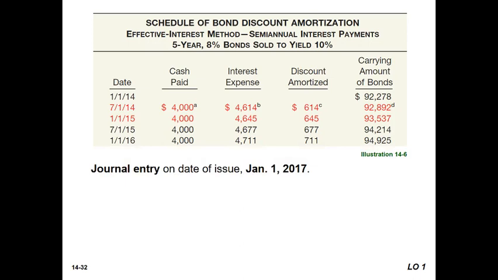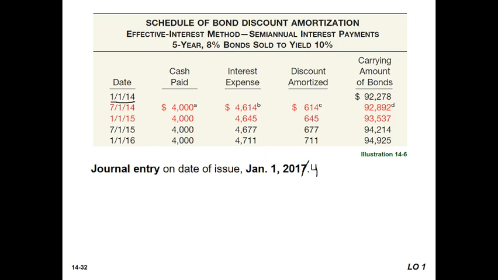So the journal entry on January 1st, 2017. We have a beginning amount of $94,925. Oh, I'm sorry, January 1st, 2017 is not the correct date because this bond issued January 1st, 2014. So we have a little bit of an issue here in the slides. So we'll fix that just like that.